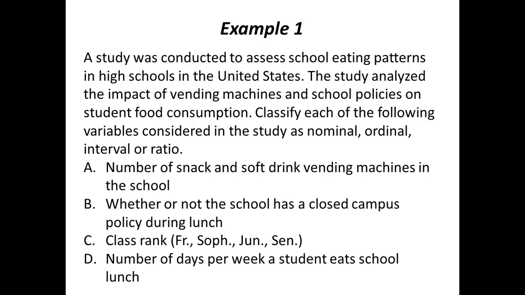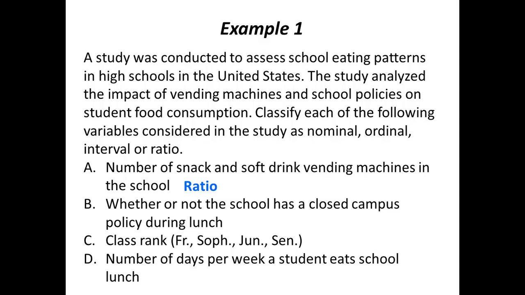Let's go to see an example. The first step that you have to do is to figure out if the data are qualitative or quantitative, and then to figure out the scale of measurement. So number of snack and soft drink vending machines in the school, 5, 10 and so on. So this is going to be numeric, that you can do a calculation, so it's quantitative. If it's quantitative, you have to figure out if it's interval or ratio. In this case, because you cannot have a negative number and 0 means absence of the event, this is going to be the ratio scale of measurement.